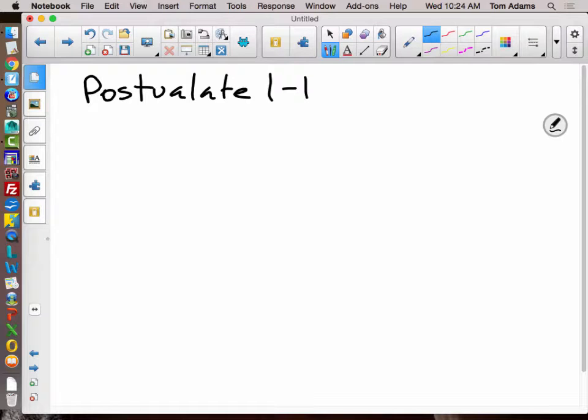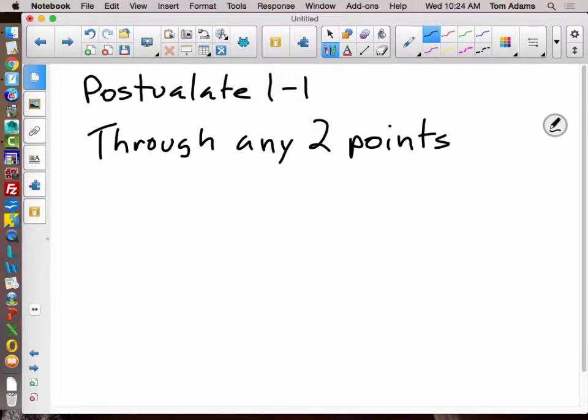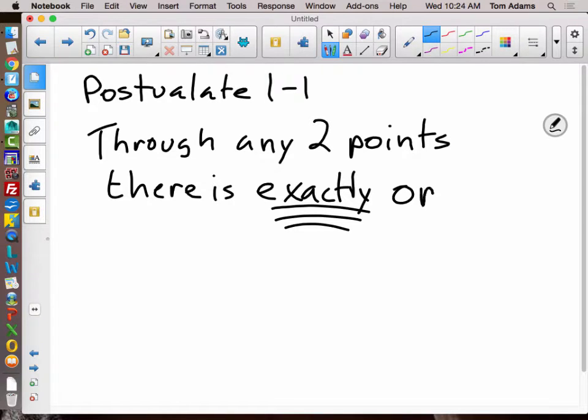So our first postulate, postulate 1-1: through any two points, there is exactly one line.